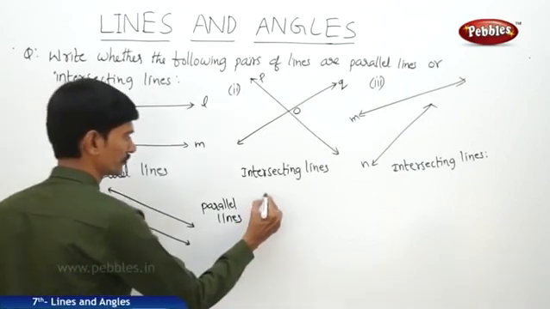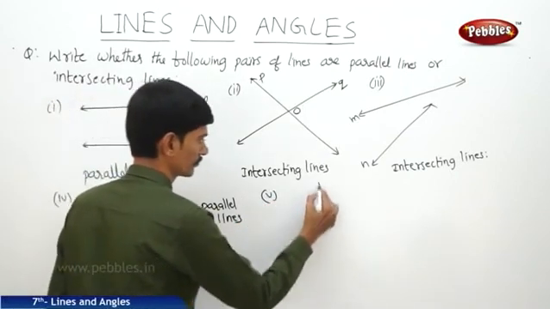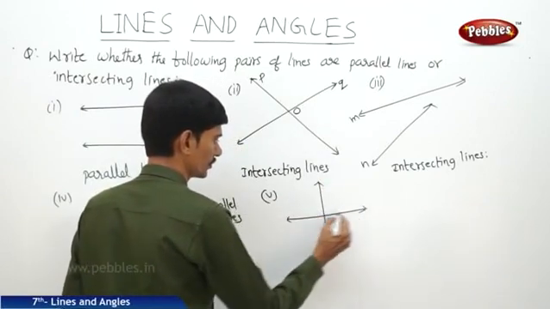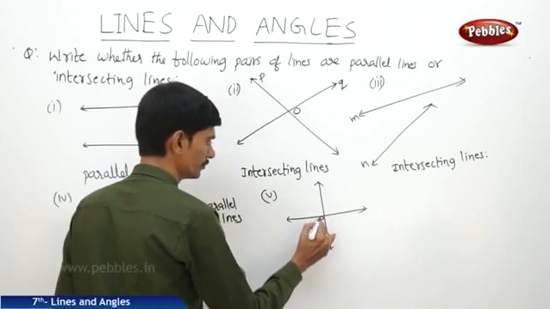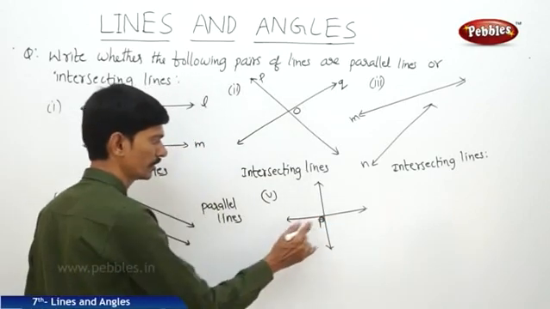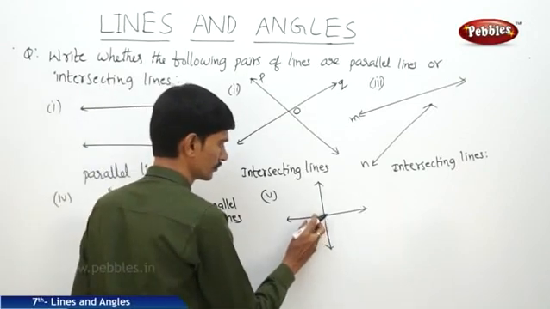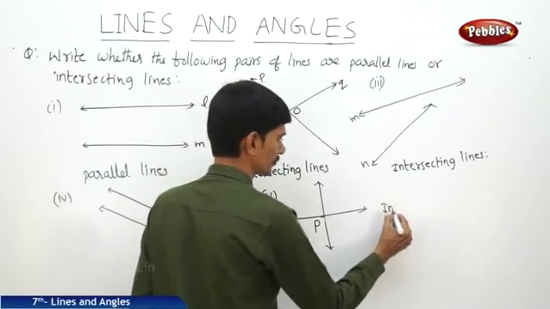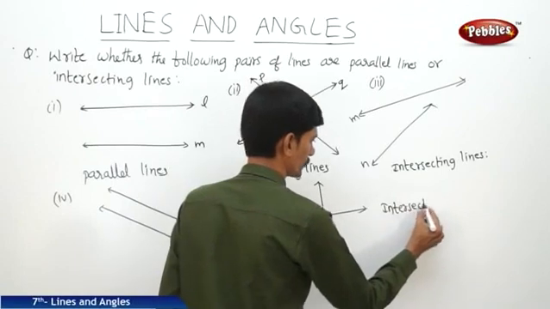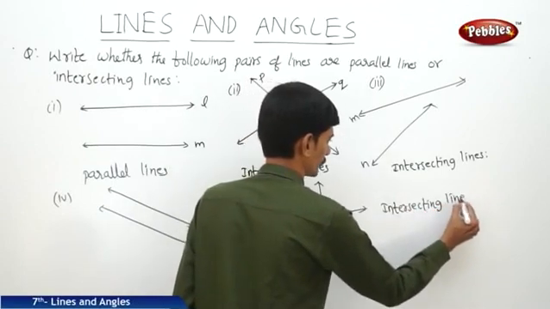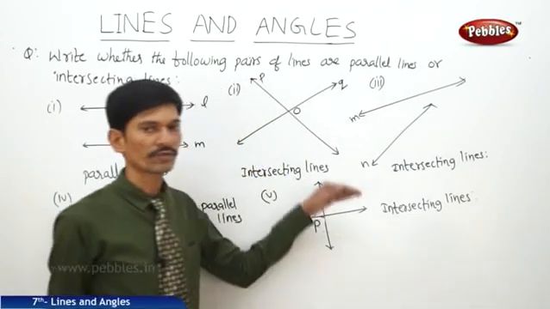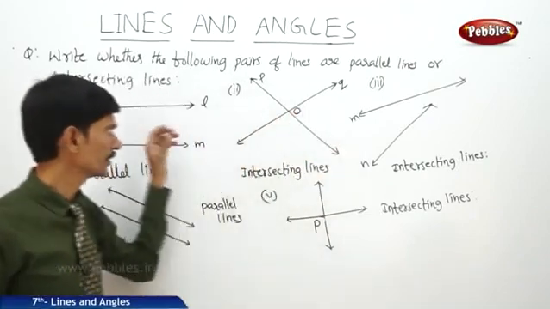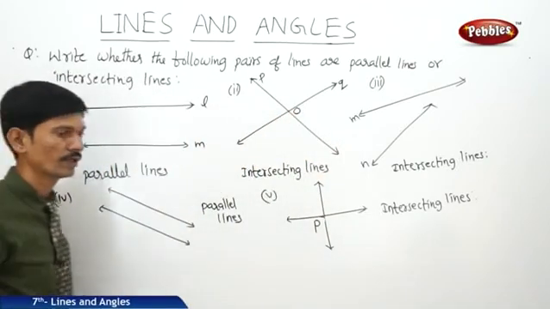Now the fifth one. Here the two lines intersect at a point P, the common point. So these two lines are called intersecting lines. If two lines have a common point, then they are said to be intersecting lines. If two lines do not have any common point, then they are said to be parallel lines.